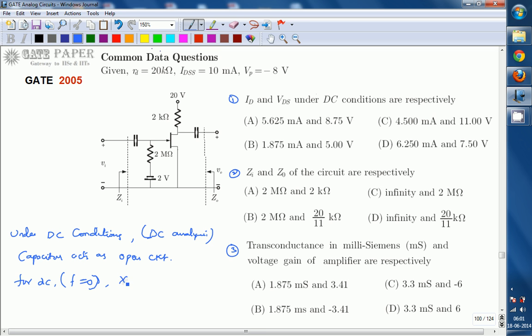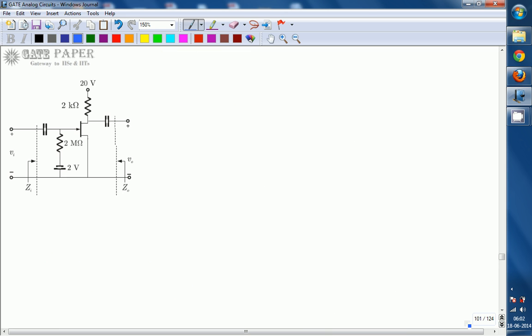If you calculate the capacitive reactance XC, it is 1 by 2 pi FC. So F is equal to 0, and something divided by 0 is infinite. Infinite reactance means the capacitor acts as an open circuit. So this capacitor acts as an open circuit, and this capacitor also acts as an open circuit. Now the circuit consists of only this much, the portion related to the DC analysis, from which we are going to calculate ID and VDS. The portion of the circuit available is this one.